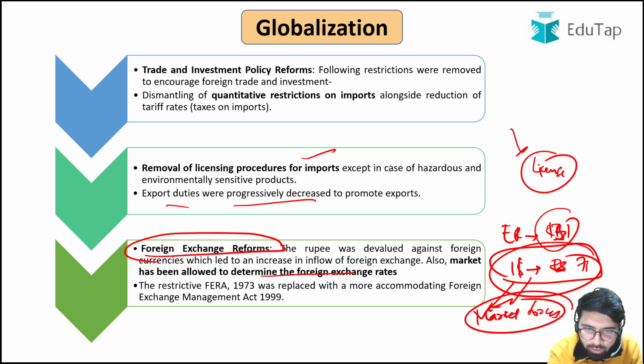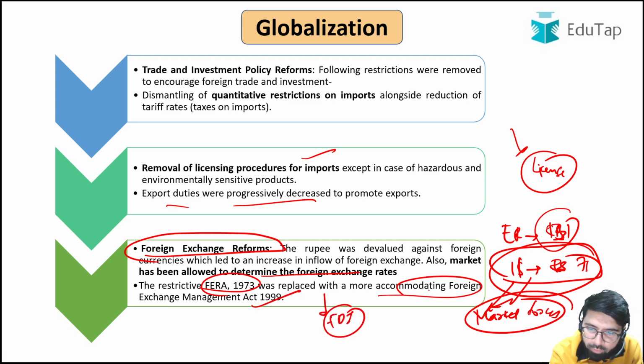So the market has been allowed to determine the forex, and the restrictive FERA Act was replaced with the more accommodating Foreign Exchange Management Act. Earlier FDI was not allowed, but now the Foreign Exchange Management Act has provision for allowing FDI in many sectors to a larger extent. So friends, these were the LPG reforms in brief.